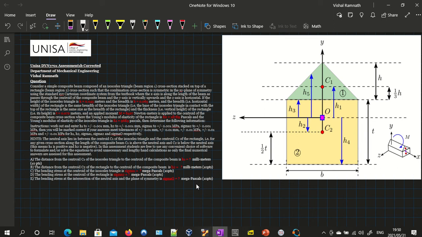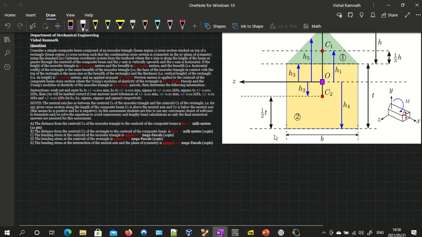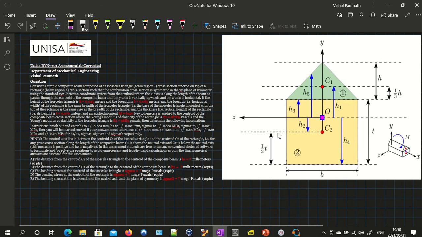There were no calculations required for question E. It was just to test whether you understood the concept of a neutral axis. In any case, let's go ahead and try and solve the problem. Okay, how do we solve the problem?